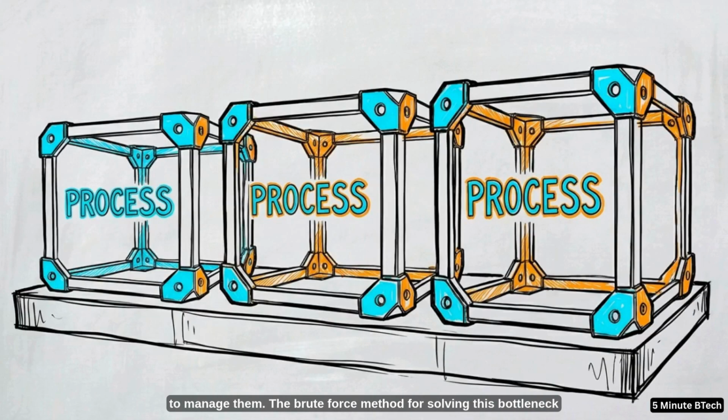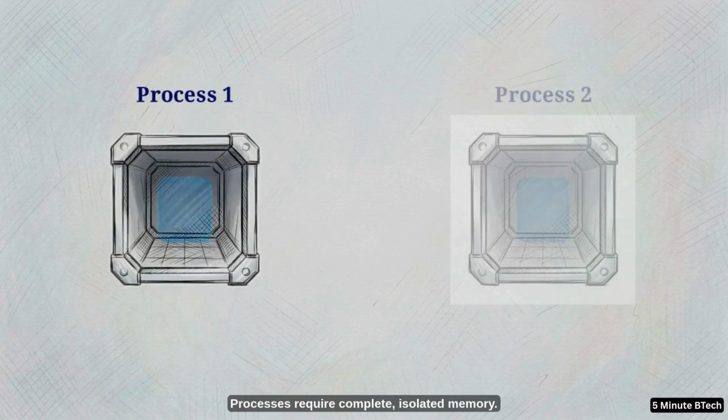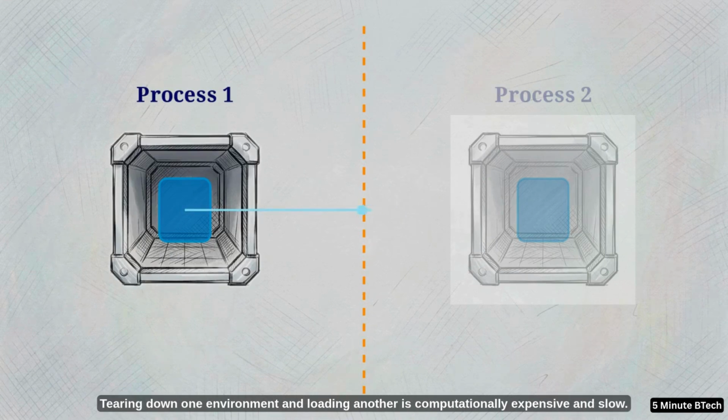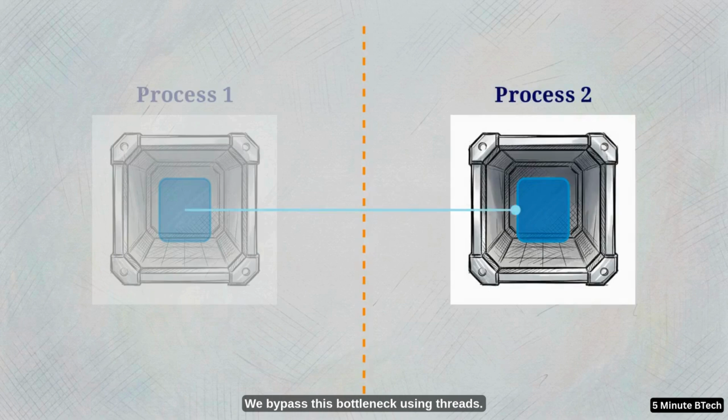The brute force method for solving this bottleneck is to simply spawn multiple, entirely separate processes for each task. An operating system enforces a strict rule. Processes require completely isolated memory. A rigid boundary separates them. Sharing data across that boundary forces the CPU to perform a context switch. Tearing down one environment and loading another is computationally expensive and slow. We bypass this bottleneck using threads.